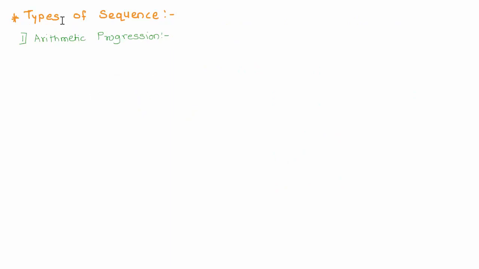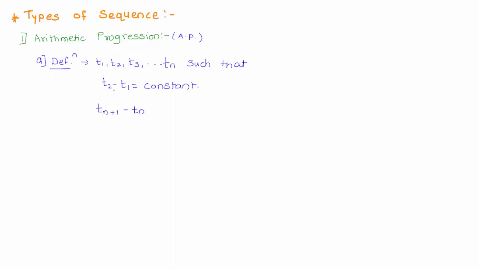Okay students, so after sequence we'll see types of sequence now. The first type of sequence is arithmetic progression. Okay, so how do we define an AP? Arithmetic progression, which is also called AP, is defined as a sequence where the difference between any two consecutive terms is always constant. And remember guys, difference is taken as second term minus first term, third term minus second term. So in general it is written as Tn plus 1 minus Tn equals constant. So you may assume this as the definition for an AP.